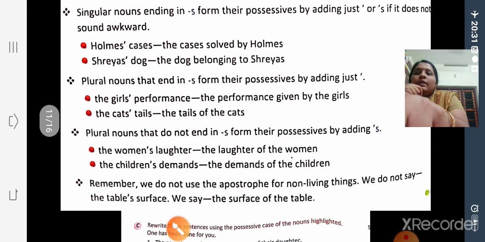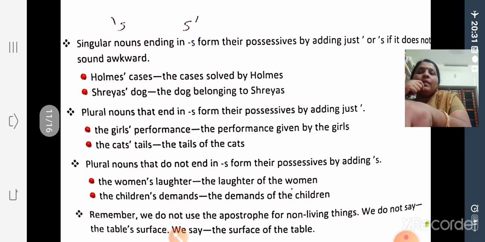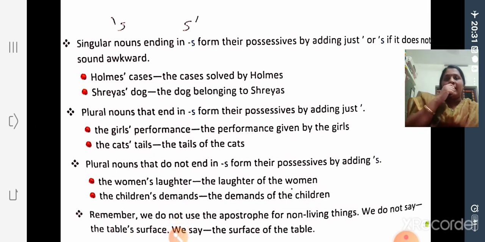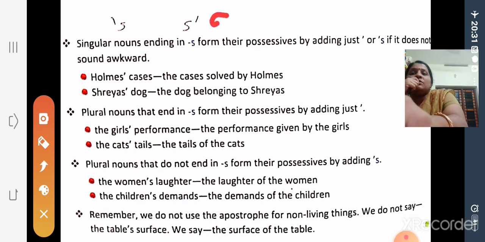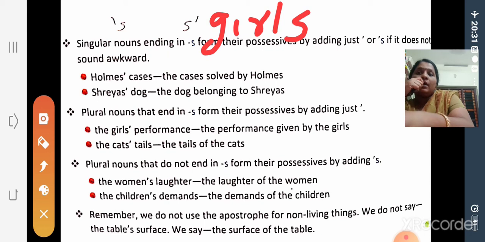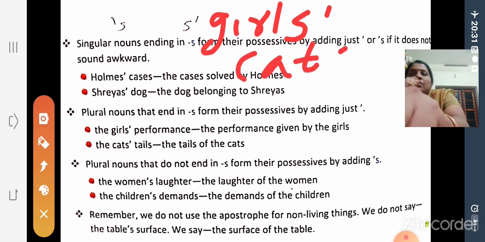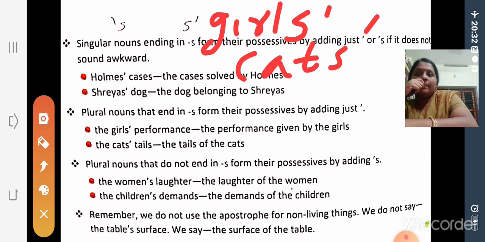Then plural nouns ending in s form their possessive by adding just an apostrophe. So the girls' performance, the performance given by the girls. Girls, already s is there. This is a plural noun, so just add an apostrophe only. Okay, then cats, here also just add an apostrophe only.